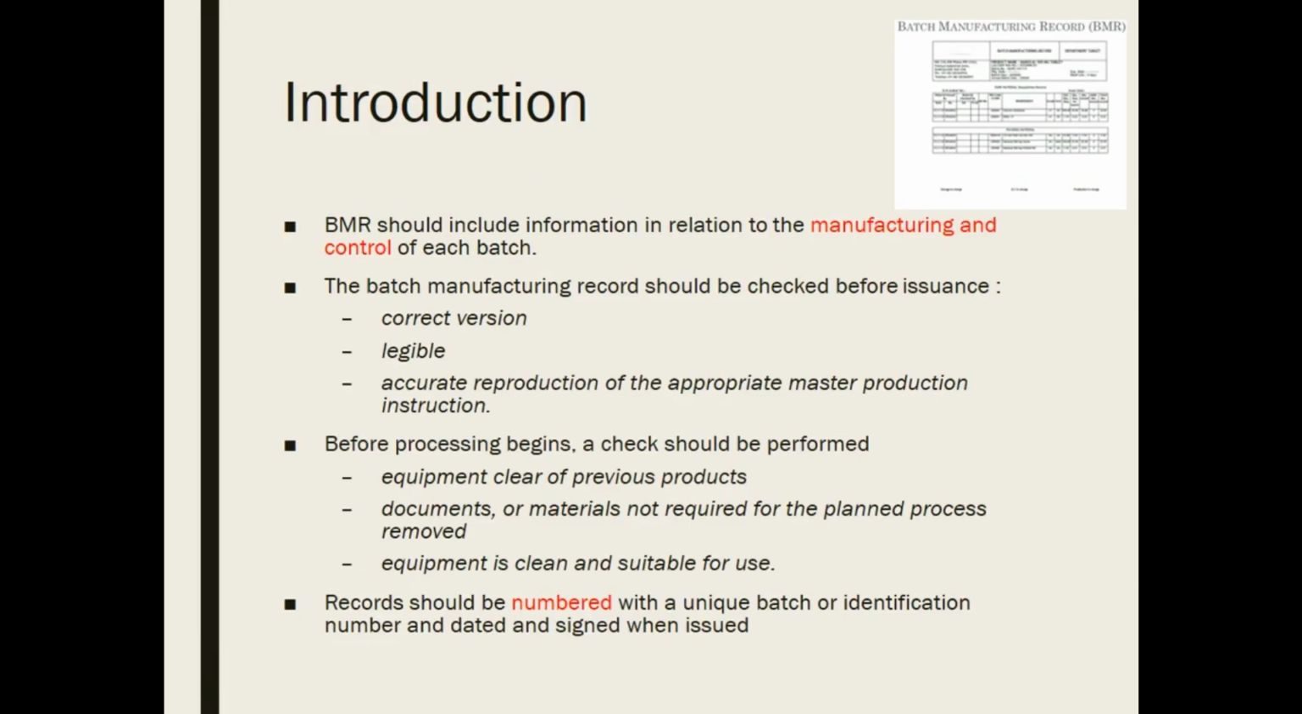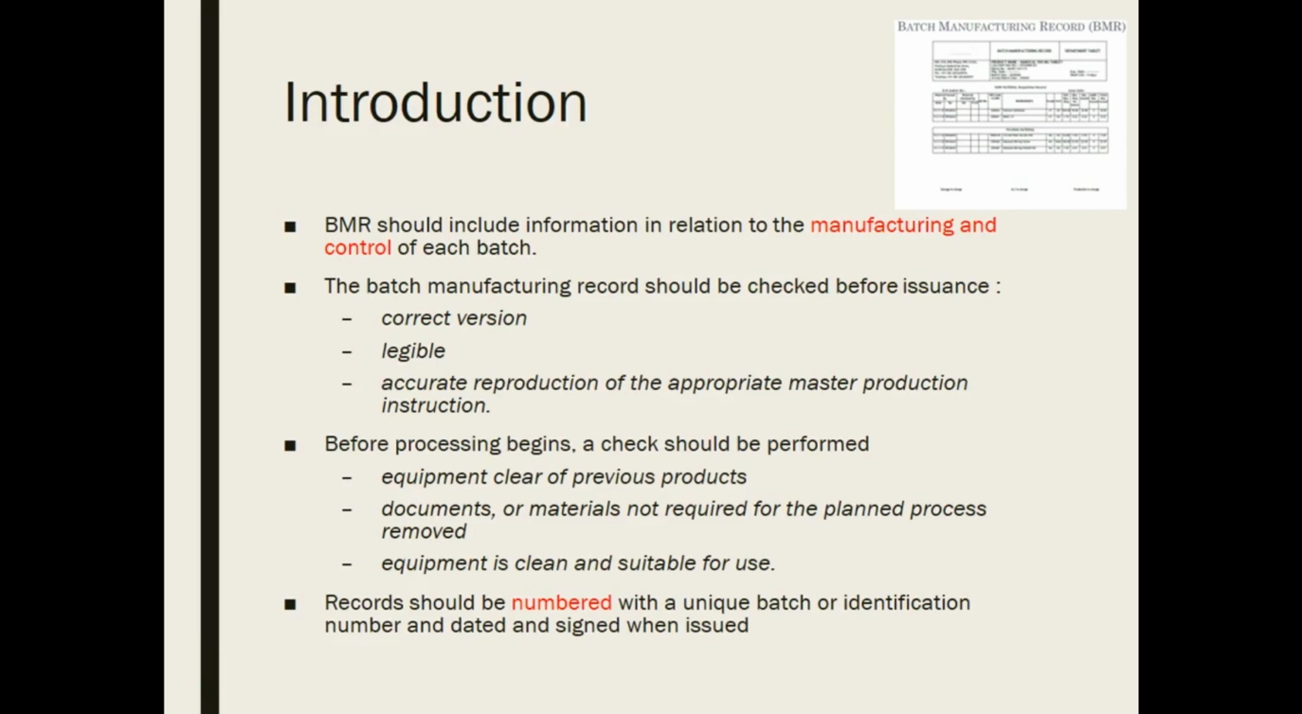On the next slide, we give a further introduction to BMRs. Batch manufacturing records should be prepared for every intermediate and API formulation and should include complete information relating to the manufacturing and control of each of those batches. The batch manufacturing record should be checked before issuance to ensure that it's the correct version and it's legible and accurate, and it gives a good, concise reproduction of the appropriate master production instructions.